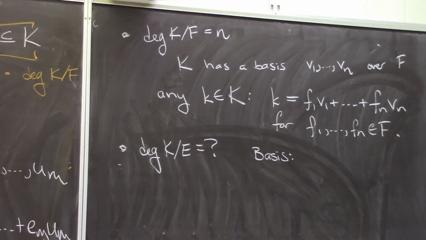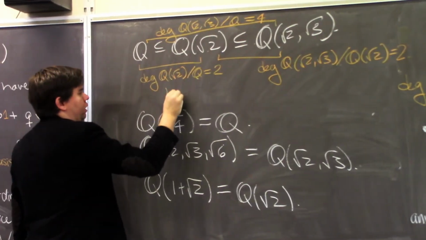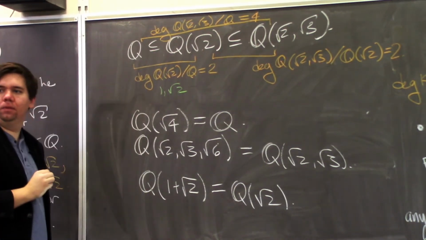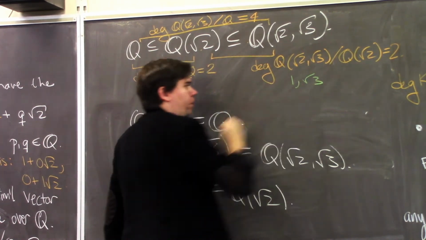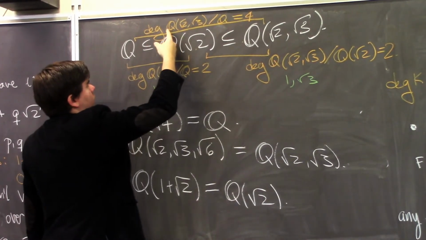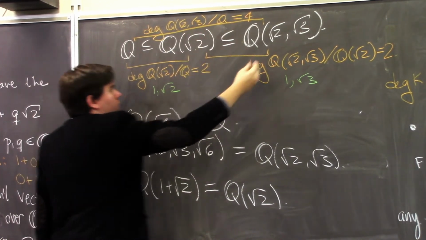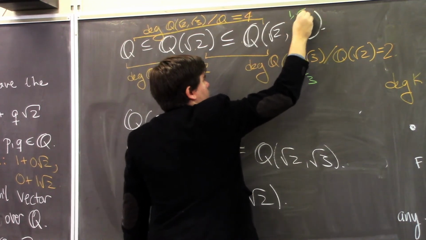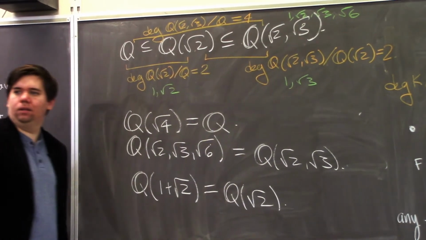Maybe we should go back to our example. In this example, what was the basis for this guy? Just 1 and the square root of 2, right? And then the basis for this guy was we said we just need 1 and the square root of 3. And then what's the basis for Q extended by root 2 and root 3 over Q? We said we need 1, root 2, root 3, and root 6.